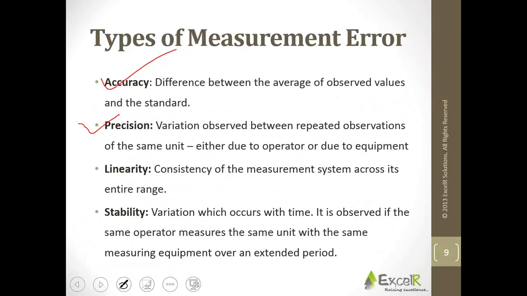So we'll be discussing precision also. Precision is variation observed between repeated observations of the same unit. If the same person is taking repeated observations, then what is the variation which is observed? Then we have linearity. Linearity is consistency of the measurement system across its entire range. How consistent is the measurement system? If I take measurements for 1 year, it should be consistent for the entire 1 year. And then we have stability. Variation which occurs with time is stability. It is observed if the same operator measures the same unit with the same measuring equipment over an extended period, say maybe for 3 months, 4 months, 1 year, etc. Then we look into the stability.